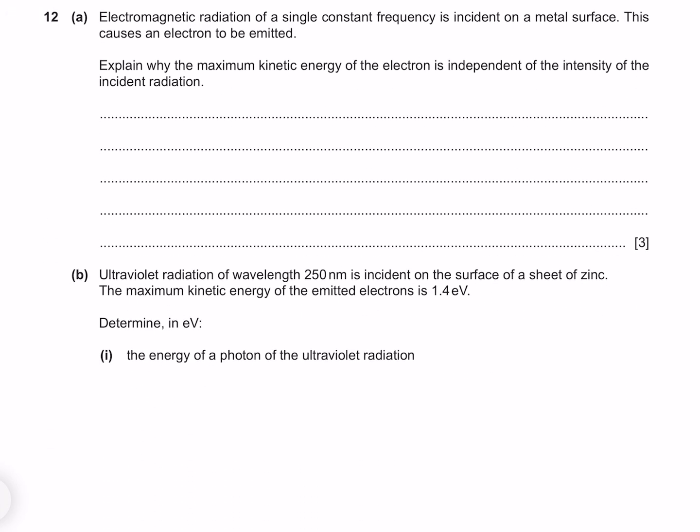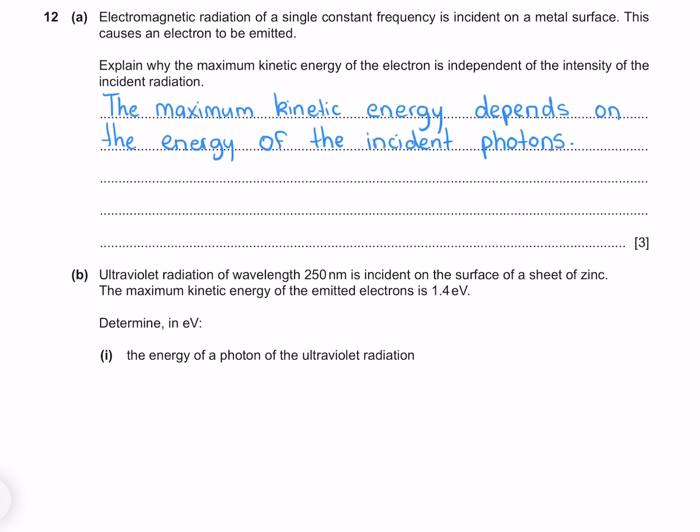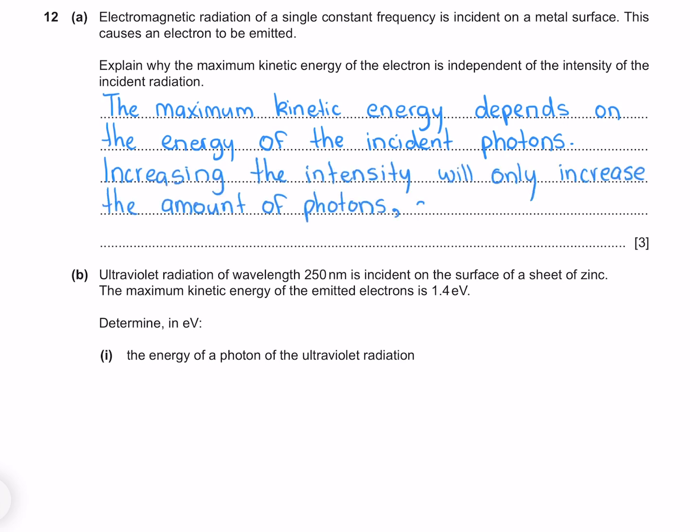Electromagnetic radiation of a single constant frequency is incident on a metal surface. This causes an electron to be emitted. Explain why the maximum kinetic energy of the electron is independent of the intensity of the incident radiation. The maximum kinetic energy depends on the energy of the incident photons. Increasing the intensity will only increase the amount of photons, and therefore the amount of ejected electrons.